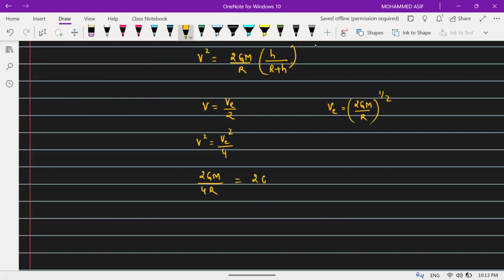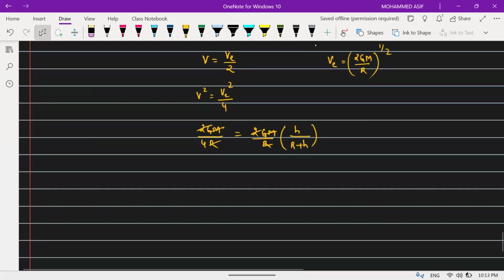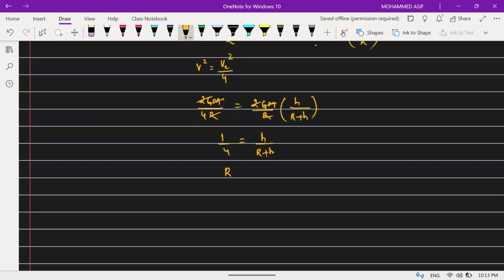V square is 2 times capital G capital M divided by R into H divided by R plus H. So now this GM, this R, this 2 will get cancelled, isn't it? So 1 by 4 is equal to H divided by R plus H, isn't it? So R plus H will be equal to 4H. So R is equal to 3H. So H divided by R is equal to how much? 1 by 3. This will be the answer. Clear?